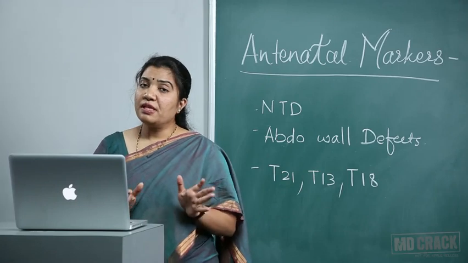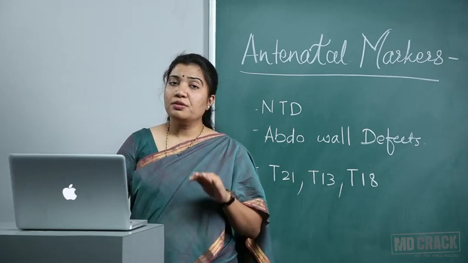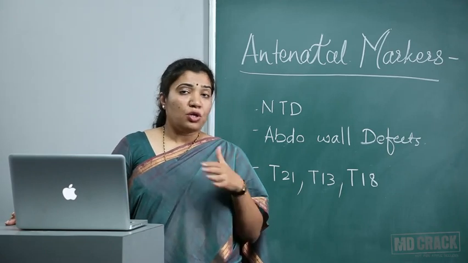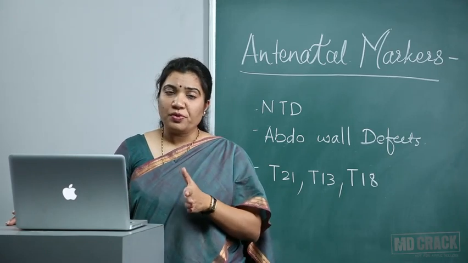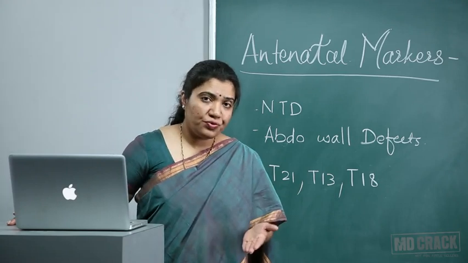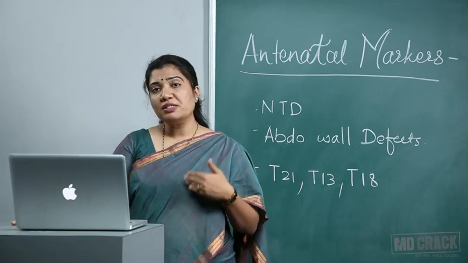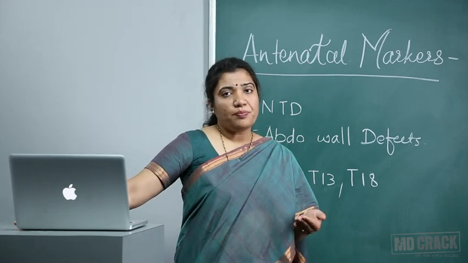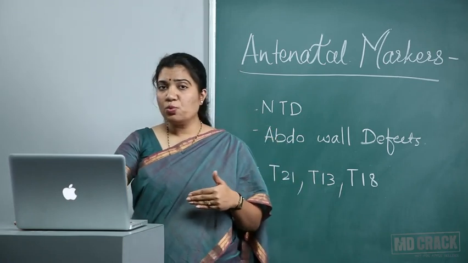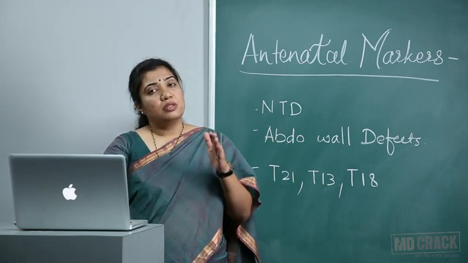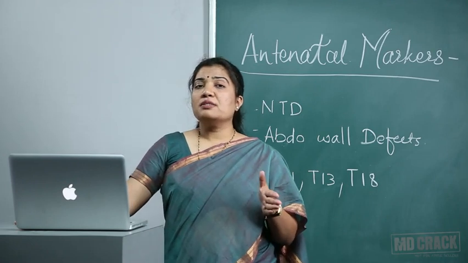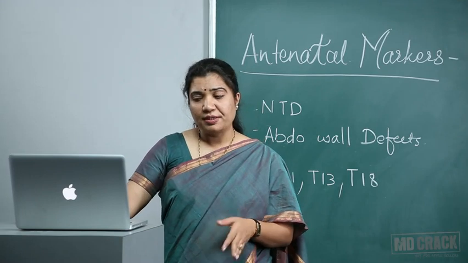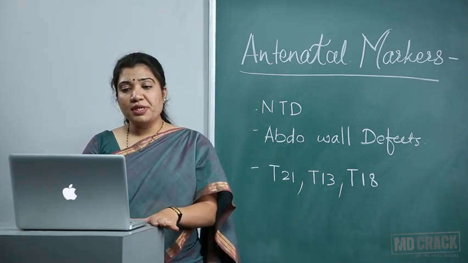Once you give these levels to the software, it will calculate the risk of having trisomy 21. The cutoff would be 1 in 250. If the risk is more than 1 in 250, then the patient is advised confirmatory tests like amniocentesis or cord blood sampling. If the risk is less than 1 in 250, then the patient is told she falls in the low risk group, and the confirmatory test may not be necessary. So this is the triple test.